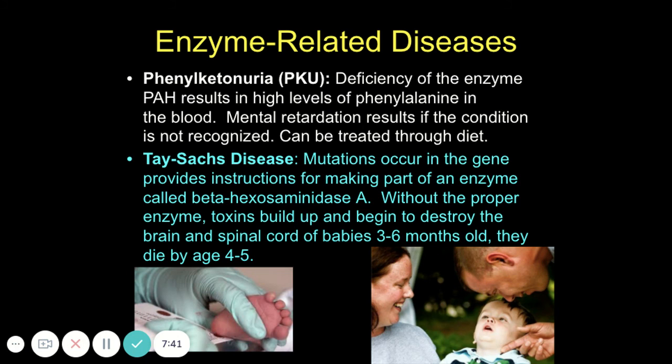Tay-Sachs is another disease that's even more tragic and leads to infant or child death in almost all cases. In this case, the babies or the children are born lacking an enzyme that causes toxins to build up in the spine and in the brain, and eventually they will show changes in their development, and they'll die by ages 4 to 5.